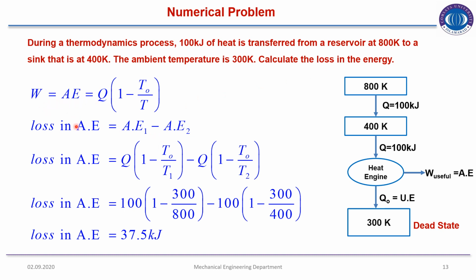So here the loss in the available energy is available energy 1 minus available energy 2. Available energy 1 is the one when the heat engine is connected to the 800 Kelvin temperature reservoir, and available energy 2 is the energy when the heat engine is connected to the 400 Kelvin temperature reservoir. We already know this relation, we have derived this relation, so we only have to plug in the values. So T1 is the temperature of the reservoir that is 800, and T2 is the temperature of the reservoir that is 400 Kelvin. So the loss in the available energy is 37.5 kilojoule.